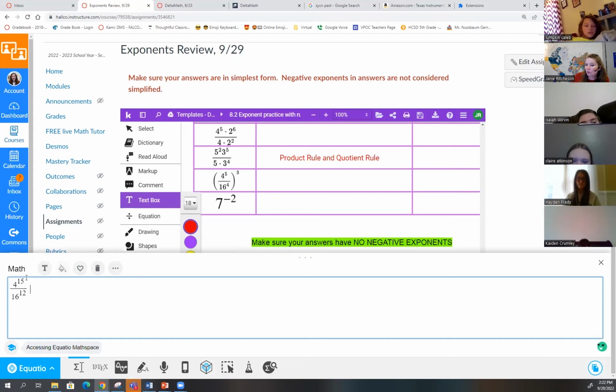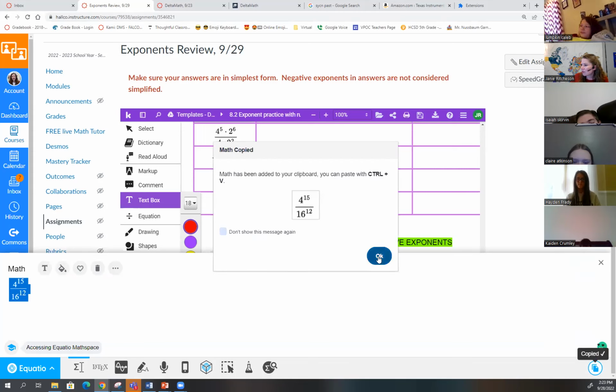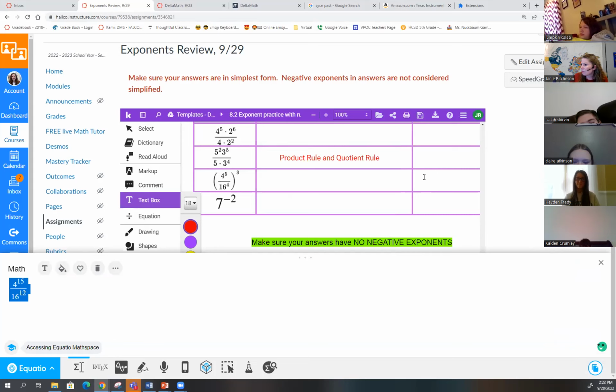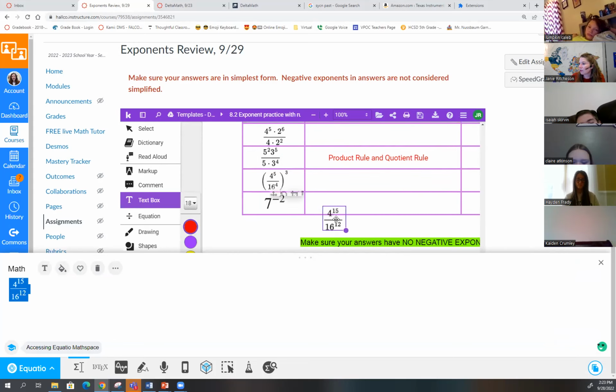So the way I'm going to get my answer up here on my document, part of my screen is not sharing. I'm going to copy the image, and then I'm going to paste it up here. There it is right there. And I'm going to have to move it over a little bit.